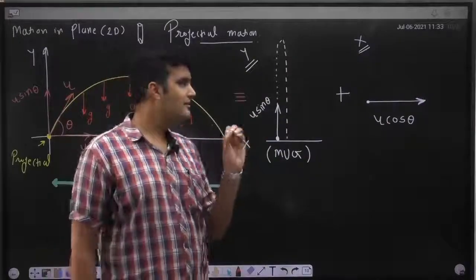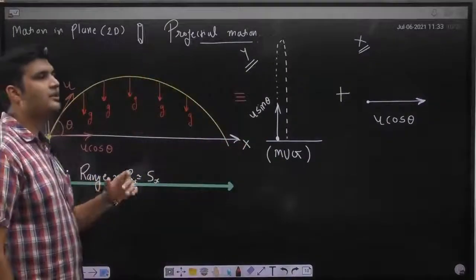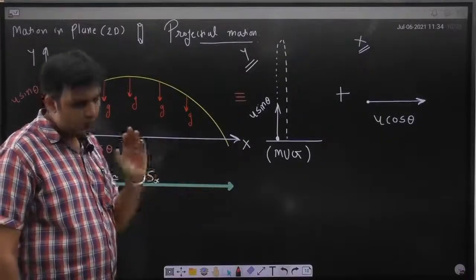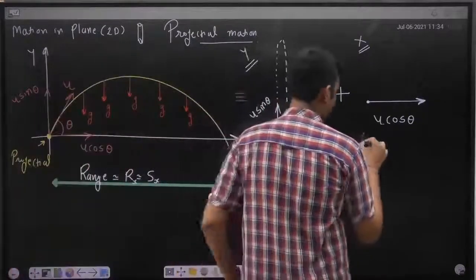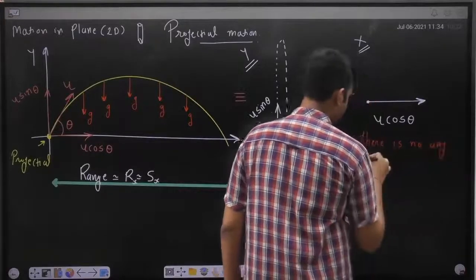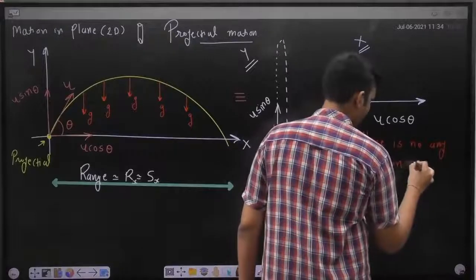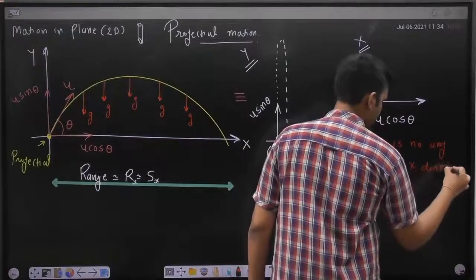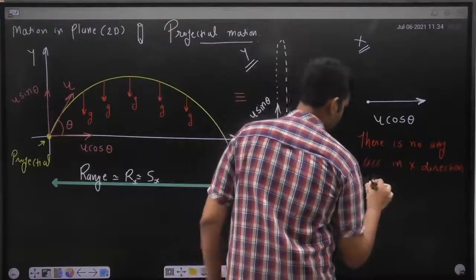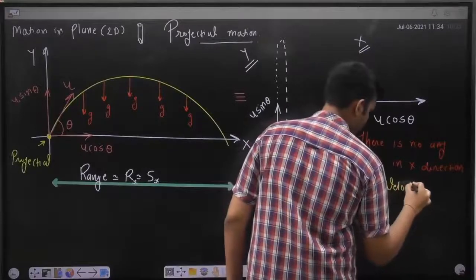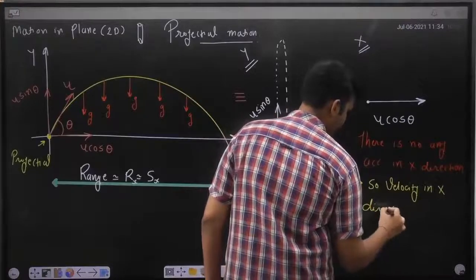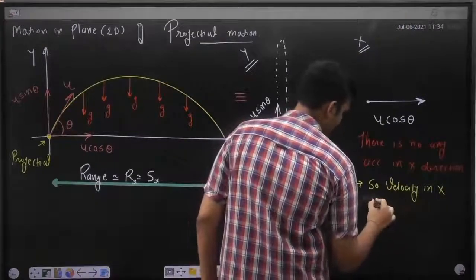Acceleration is there, but in y. There is no acceleration in x direction. So velocity in x direction is constant.